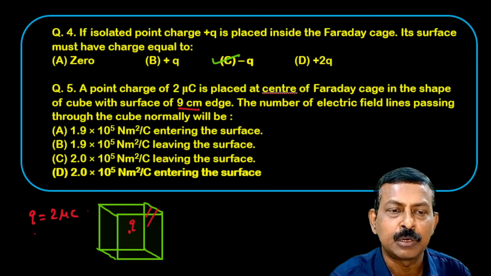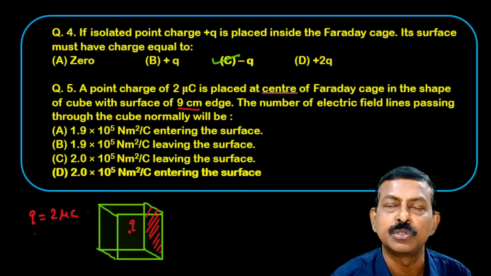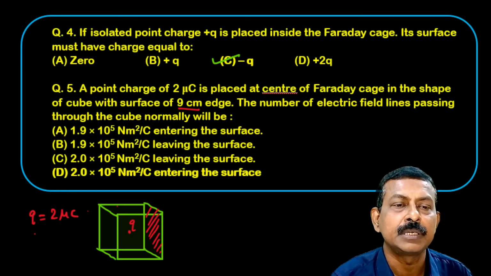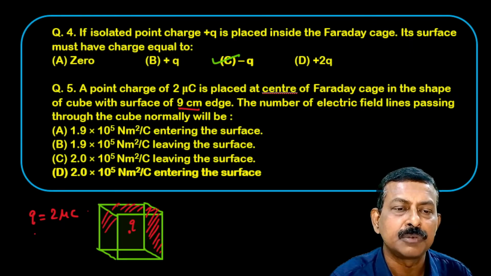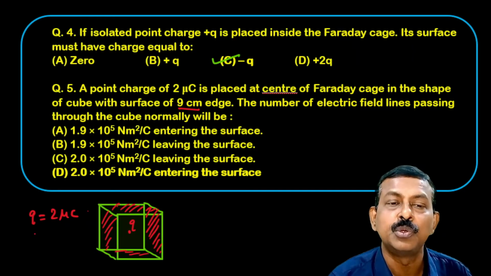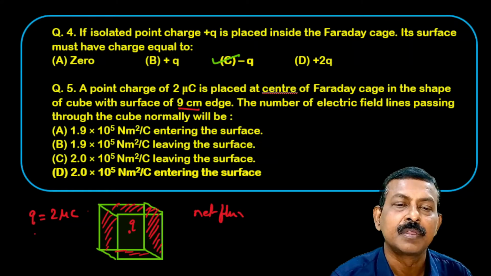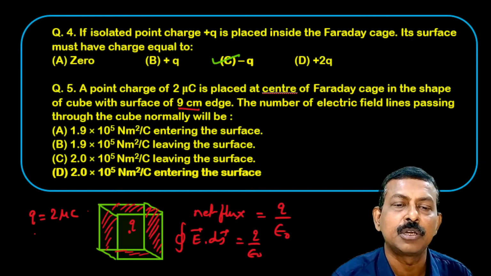Now, if you want to find out the electric flux, or the number of electric lines of force passing through the cube, then for the entire cube, it will be passing through all these different surfaces. So by Gauss theorem, you know that the net flux will be given by Q by epsilon naught. Here it is the integral of E dot ds over the closed surface, which equals Q by epsilon naught.